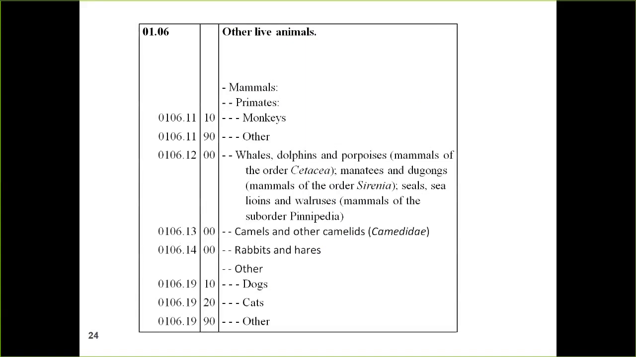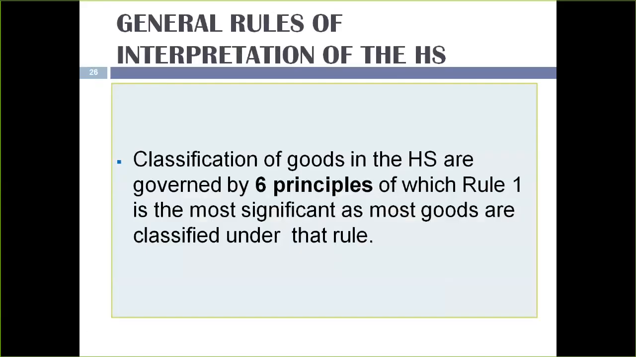If you look at this page, which I have here, look at the very last three subheadings: dogs, cats, and other. Remember, under the HS, we had only one primary subheading for other mammals, all other mammals. But CARICOM has broken that down into 8-digit subheadings: dogs as one group, cats as one group, and all the others would be in the third group. All other mammals would be in the group 0106-1990.